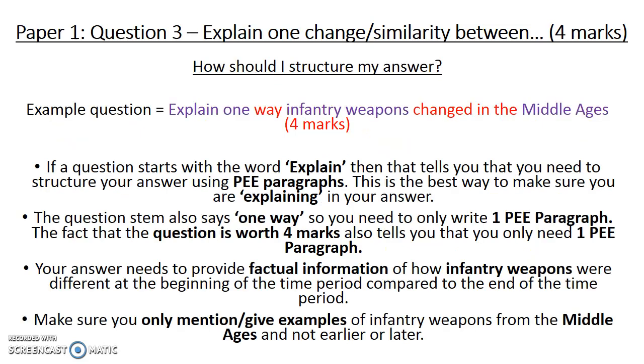Now, you can see the question at the top there. I've highlighted the bits in purple as the key areas that I want to talk about. Now, if a question starts with the word explain, that is a big clue. That is telling you you can use PEE paragraphs. Not only can you use them, but you should use them. They are the best way to make sure you are explaining in your answer, and this is an explain question. The question stem, i.e. the first part of the question, also says one way. So it tells you you only need to write one PEE paragraph. They're giving you these clues.